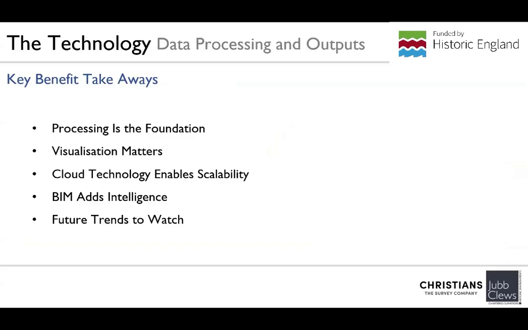So the data processing and outputs, key benefit takeaways. To wrap up, here are the key takeaways from today's session. First, processing techniques are essential for turning raw data into useful, actionable models. Second, effective visualization makes these models accessible and impactful. CAD technology enables scalability, while BIM adds the intelligence needed for advanced analysis and monitoring. And finally, the future of digital twins will be shaped by emerging technologies like AI and real-time edge processing. These developments will unlock even greater potential across industries.